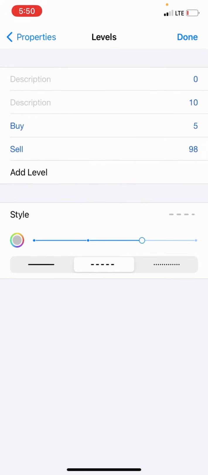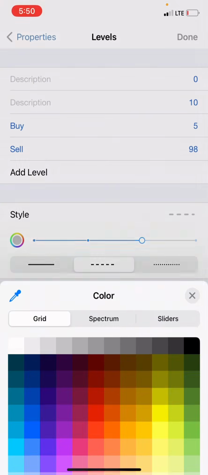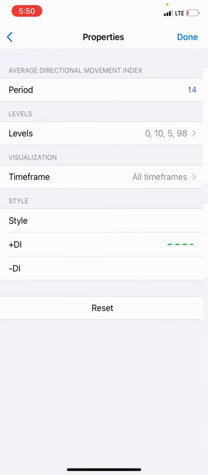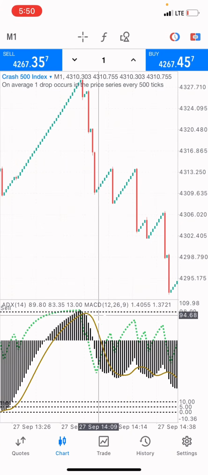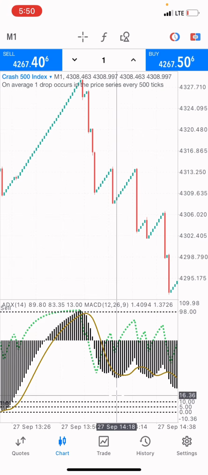Now this line right here on the style, as you can see, you're going to click on the levels, then you add the color, you change it to black. After that you click on done. Okay, so this line right here, which is the level 98, is this other line, so you can see it clearly.